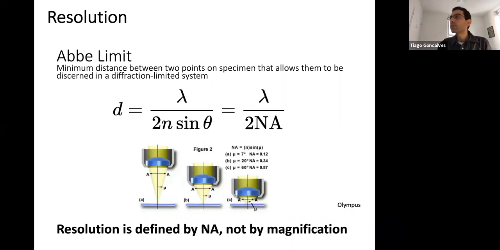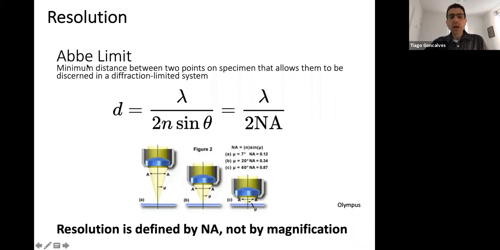The resolution is defined as the minimum distance between 2 points on a specimen that allows them to be discerned, so you are able to differentiate between them in a diffraction limited system. And this is an approximate equation, by the way, and there are different equations depending on what kind of beams and what kind of systems you use.